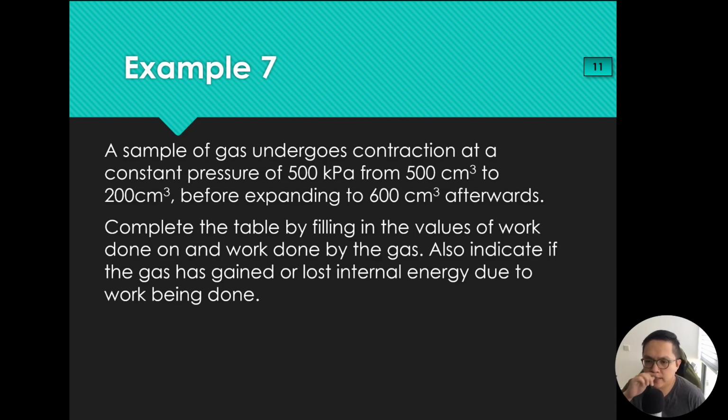Let's look at example 7 now. I have a sample of gas that undergoes contraction at a constant pressure of 500 kilopascal from 500 cm3 to 200 cm3 before expanding to 600 cm3 afterwards. Complete the table by filling in the values of work done on and work done by the gas. Also indicate if the gas has gained or lost internal energy due to work being done, assuming Q is 0.